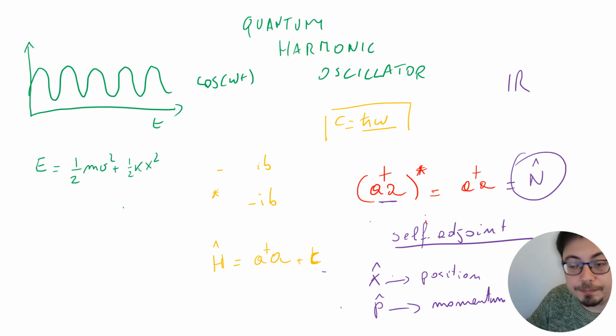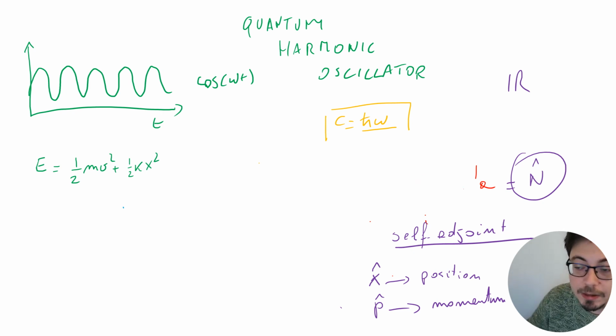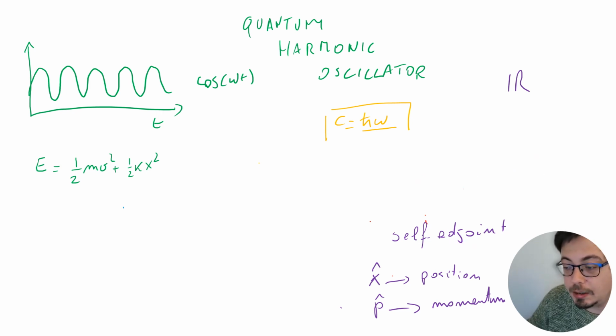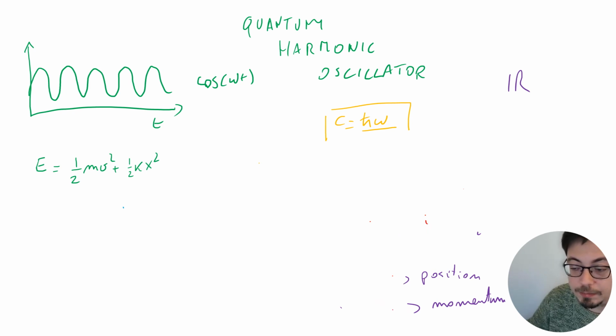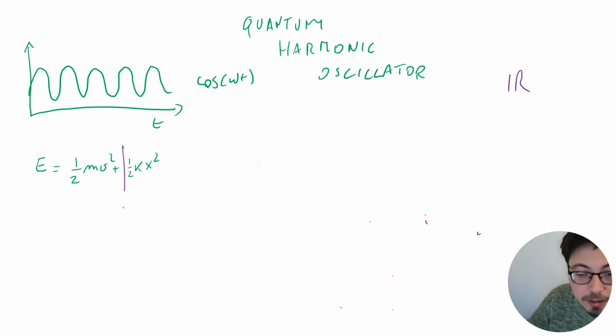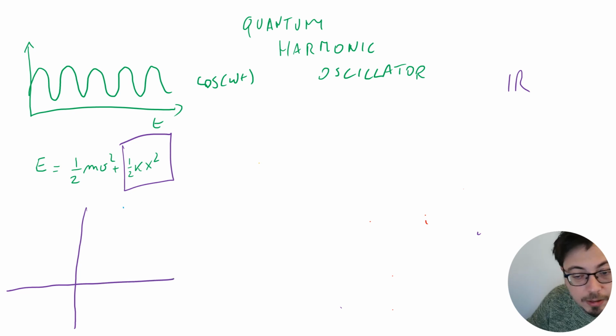So we have a harmonic potential, a harmonic energy, because the potential is kappa x squared, which is the potential energy, the second bit of our equation here, which is this. But we already know how to draw this in a sketch, because this is a parabola passing through 0.